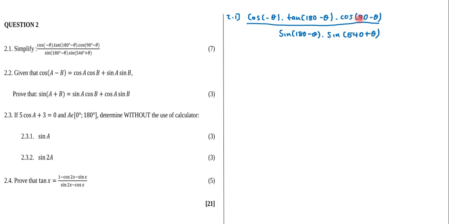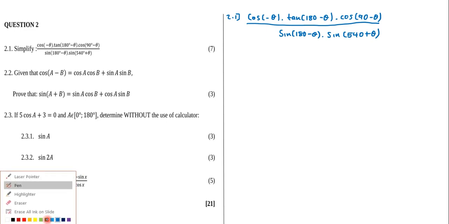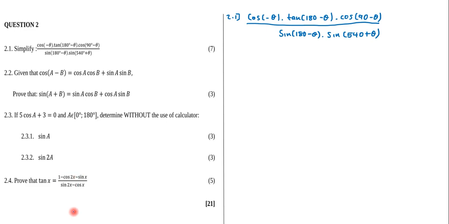Alright, now what is the first thing that you do when you simplify these? The very first thing to do is to check your negative angles and the angles that are above 360. If you have an angle that is negative, you need to add 360. In this case, we do have negative theta, which means we're going to write it as plus 360. Now what about this one here? Another one is above 360. If we have an angle that is above 360, it means we need to subtract 360.